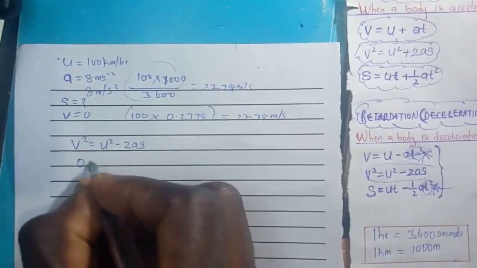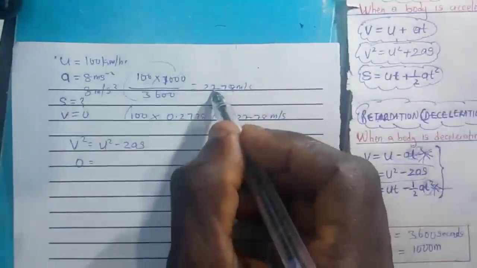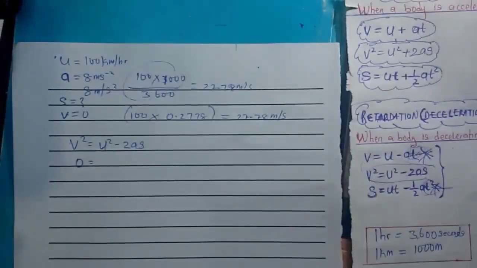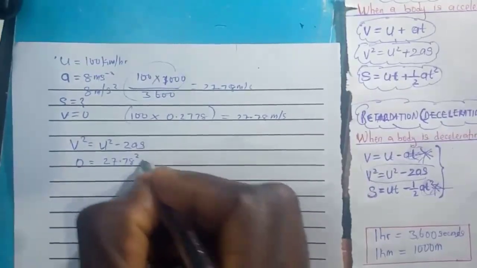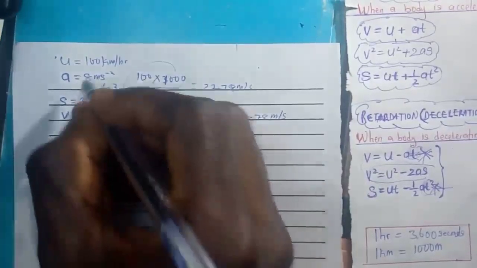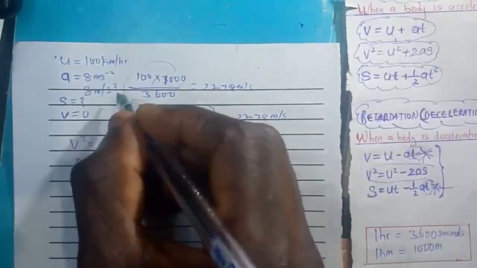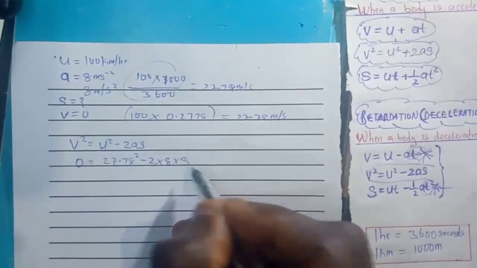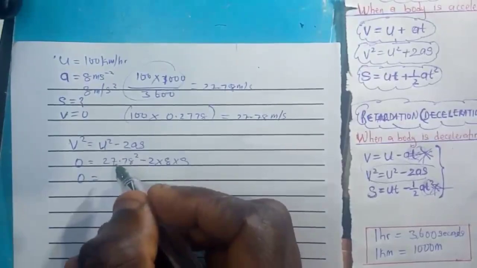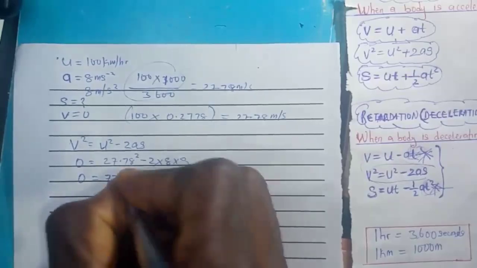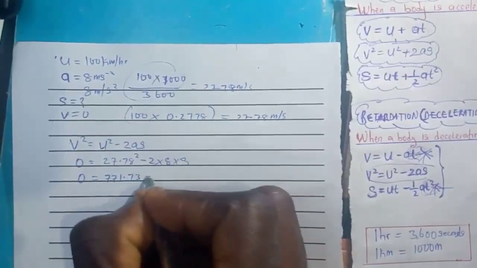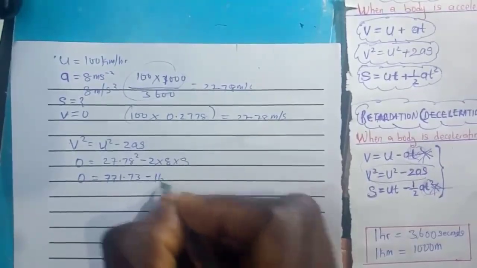Now we need to substitute. v is equal to 0, right? And u is 27.78, which we have determined. And don't forget to square. So 0 equals 27.78 square minus 2 times a, our retardation is 8, times x. x is the unknown value, that is the how far, the distance. If you input this into your calculator, you arrive at 771.73 minus 16x.